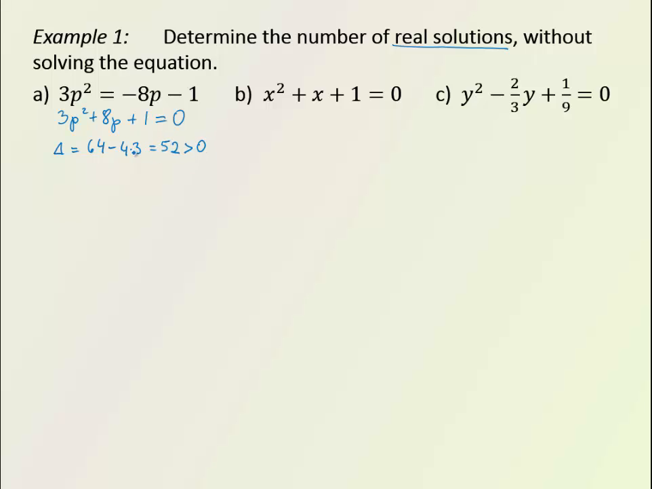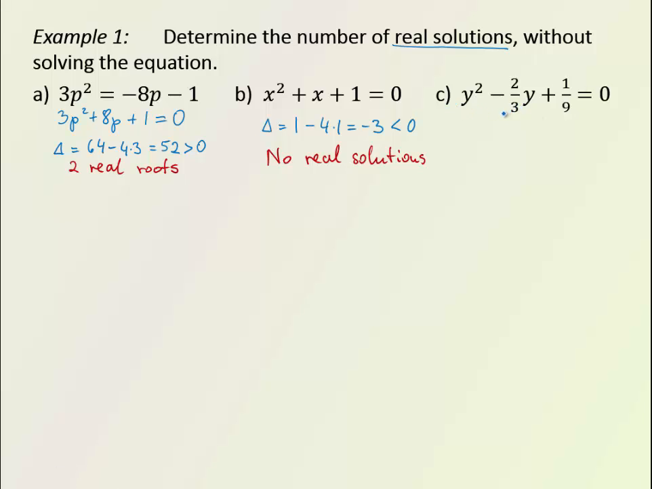It is positive. So what can we claim? Well, the discriminant is positive, so we have two real roots. The question didn't ask us to solve it. The question just asked us to determine the number of real solutions. The second one is already arranged in order. Let's calculate the discriminant. B squared 1 minus 4ac. Oh, it's definitely negative. So that means that we have no real solutions. We will have, but only complex numbers, not real solutions.